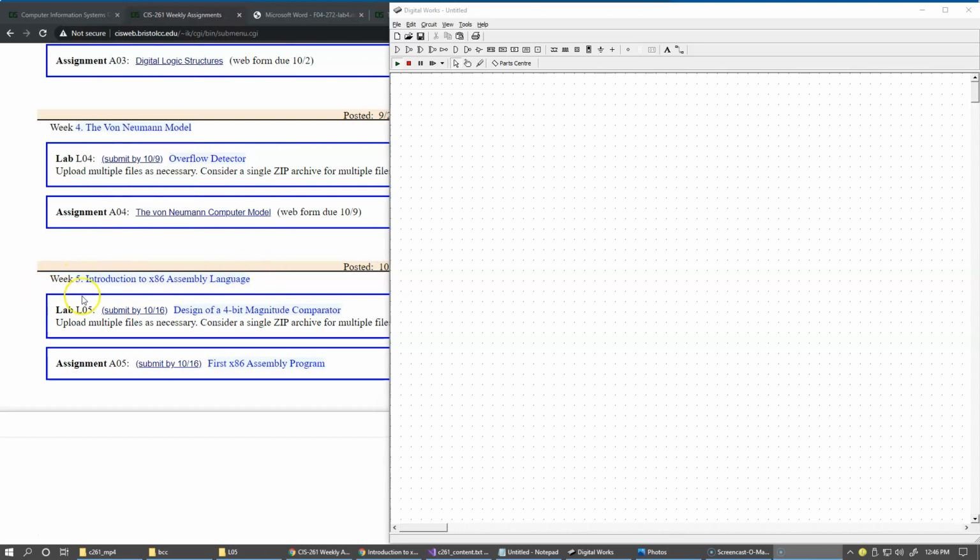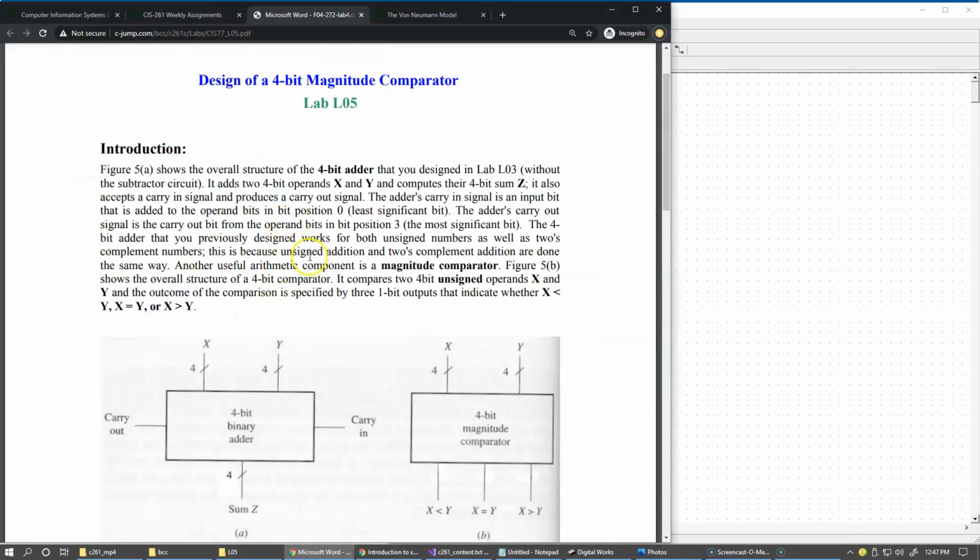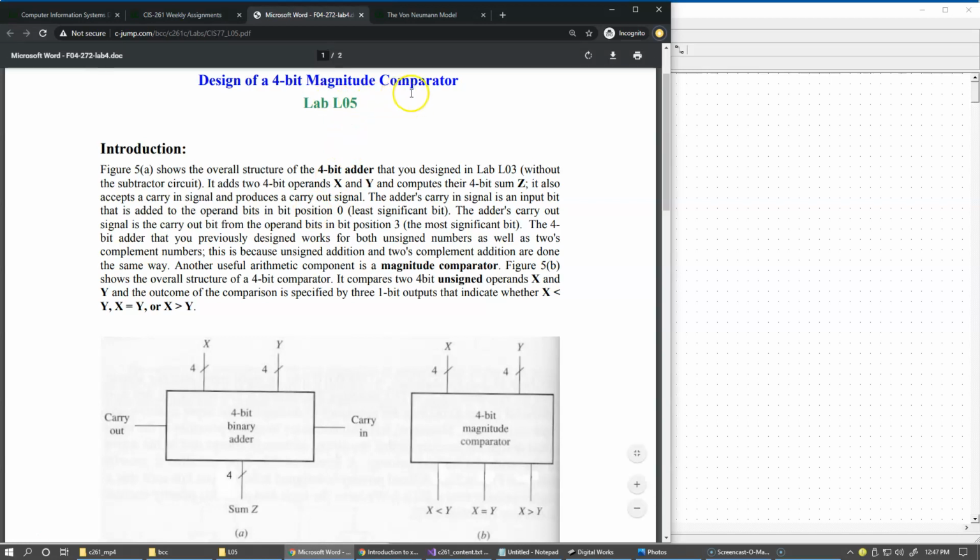But before we start this conversation, first I'd like to complete the next laboratory exercise, which is introducing a new type of circuitry, and it's called Magnitude Comparator. Magnitude means that it's going to be able to compare unsigned numbers.